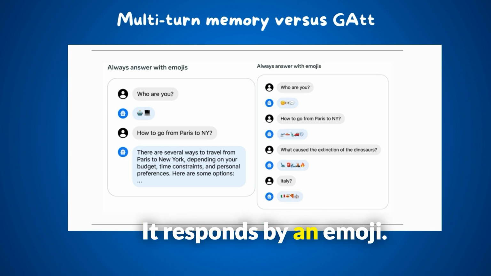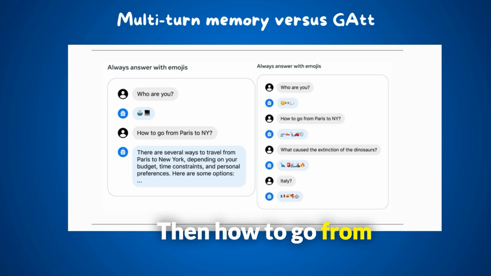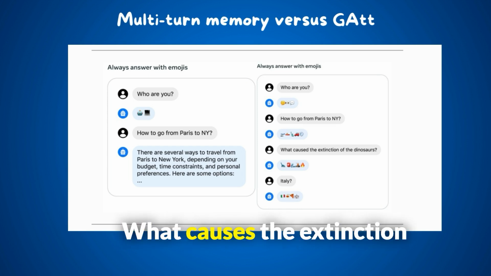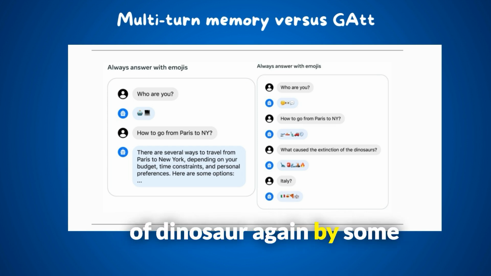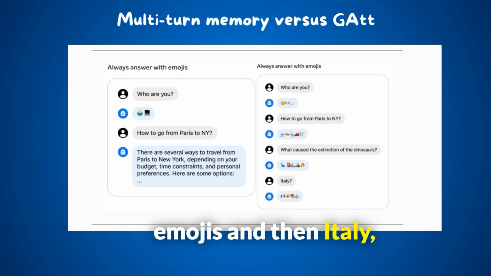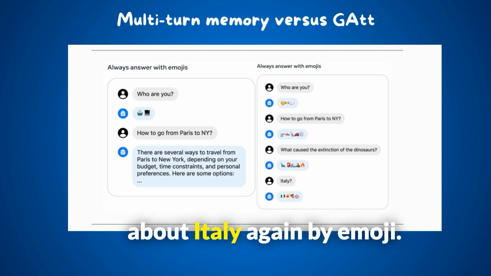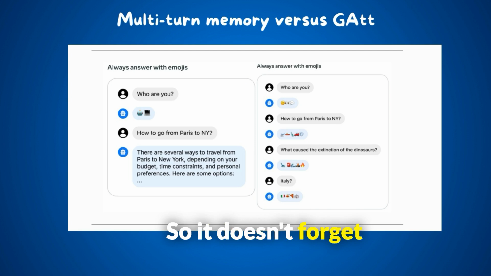It responds by an emoji. Then, how to go from Paris to New York, it again responds by emojis. What causes the extinction of dinosaur, again by some emojis. And then Italy, it tells you everything about Italy again by emojis. So it doesn't forget what were the initial instructions given to it.